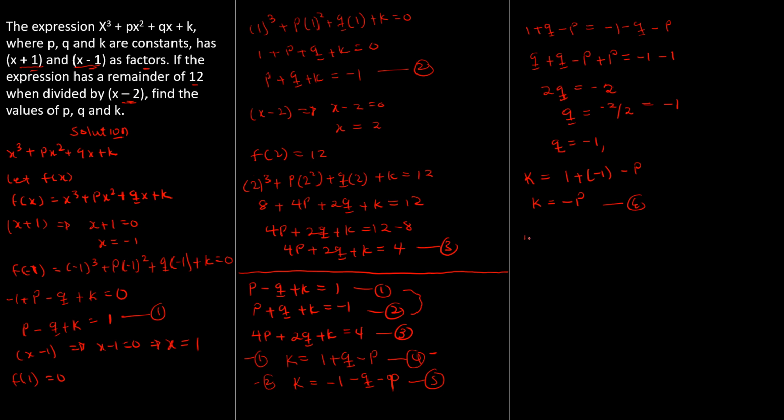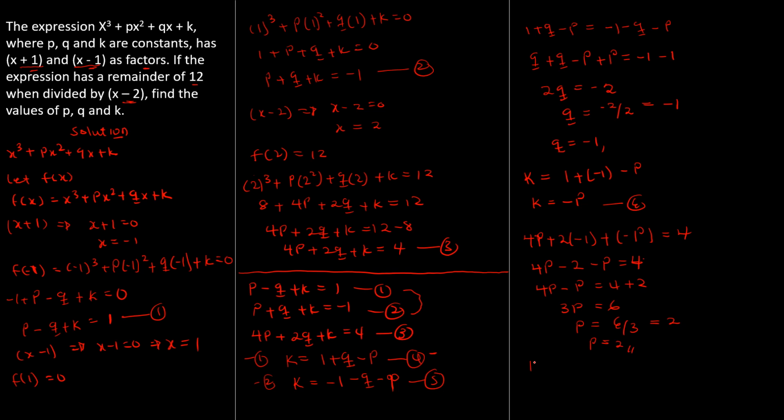So from there I can say 4p plus 2, we believe that q is -1, and then plus k, we believe that k is minus p. All of them gave us 4. So 4p, this will give me -2 minus p is equal to +4. So in here I will say 4p minus p is equal to 4 plus 2, and this gave me 3p is equal to 6. So p is equal to 6 divided by 3. That gave me 2. So now we have our p. So I can say p is equal to 2.